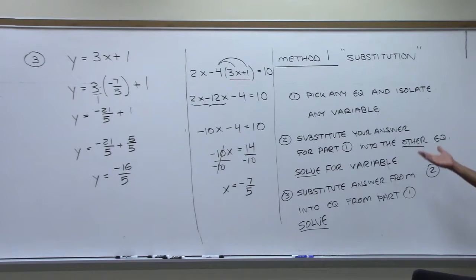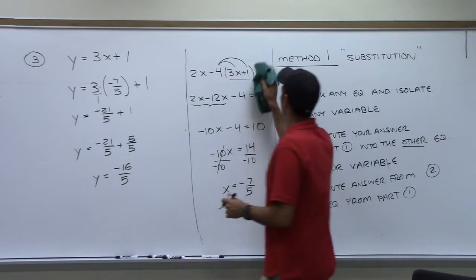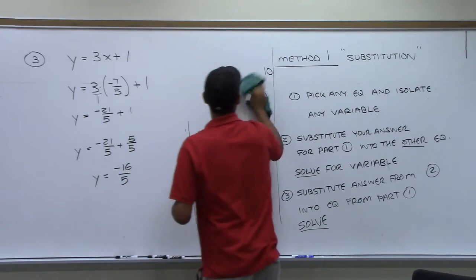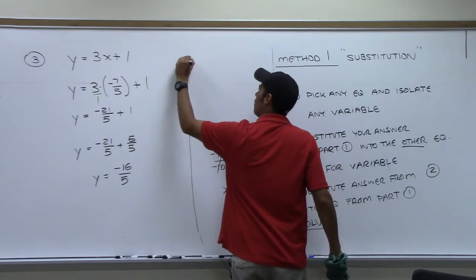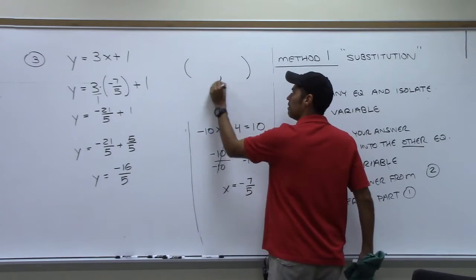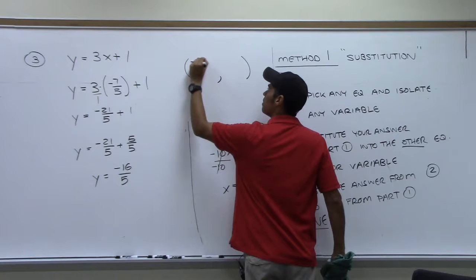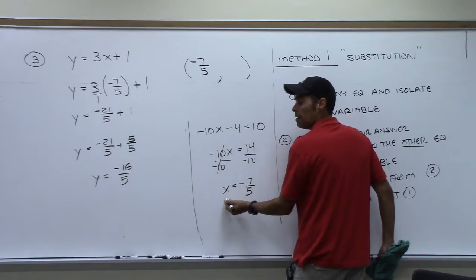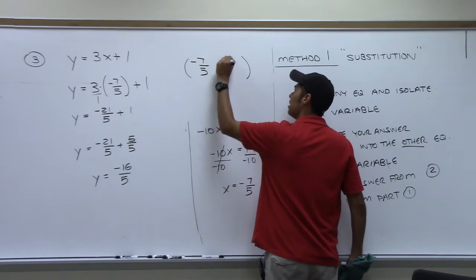And that's it. We're done. Now I'm going to write down my answer. I'm going to write it down as an ordered pair. So this is going to be a point, right? The point is negative 7/5. That was my x coordinate. My y coordinate is negative 16/5.